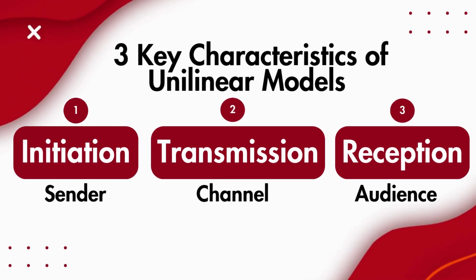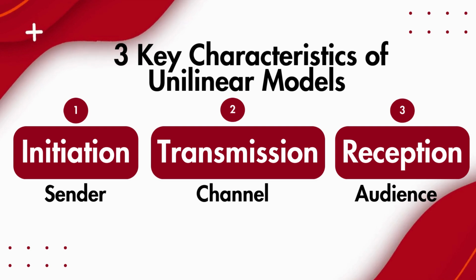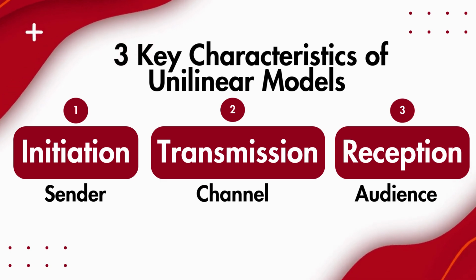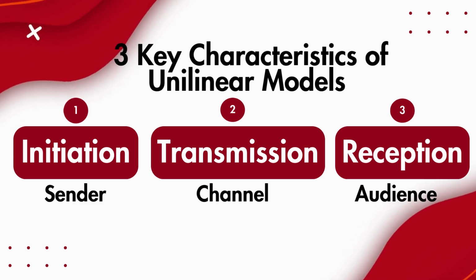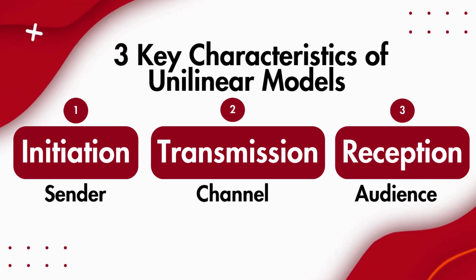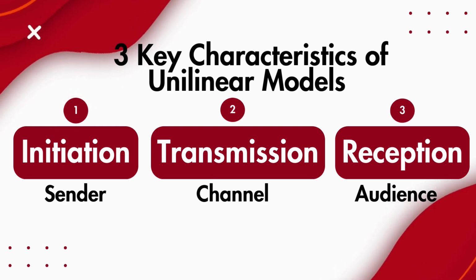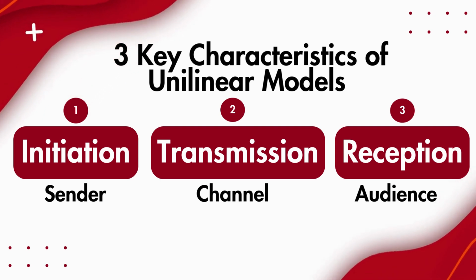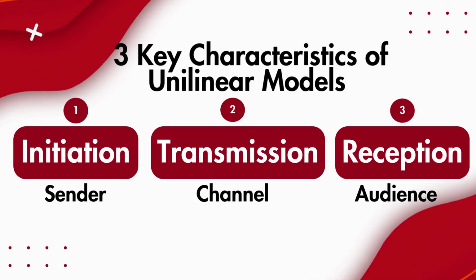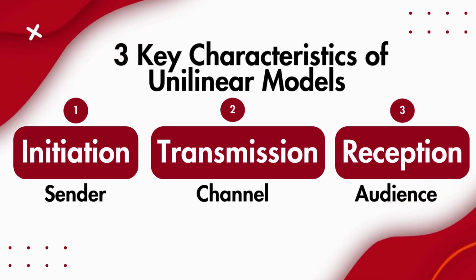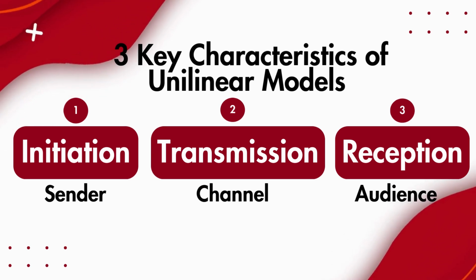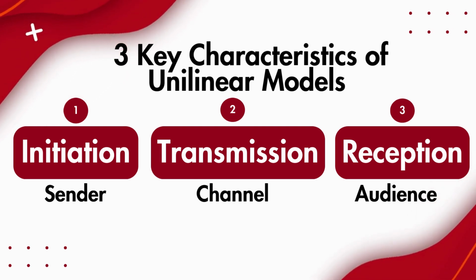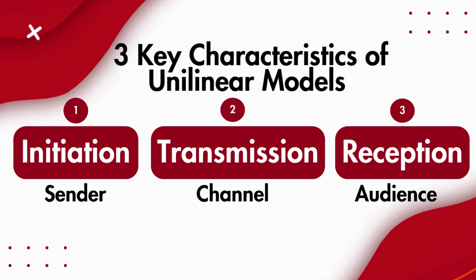There are key characteristics of unilinear models, which include: first, initiation. Communication begins with a sender who initiates the message. Second, transmission. The message is sent through a specific channel. Third, reception. The message is received by the audience without a feedback loop. That means the message is delivered to the audience, but there is no way for the sender to receive a response or know how the audience has interpreted the message.